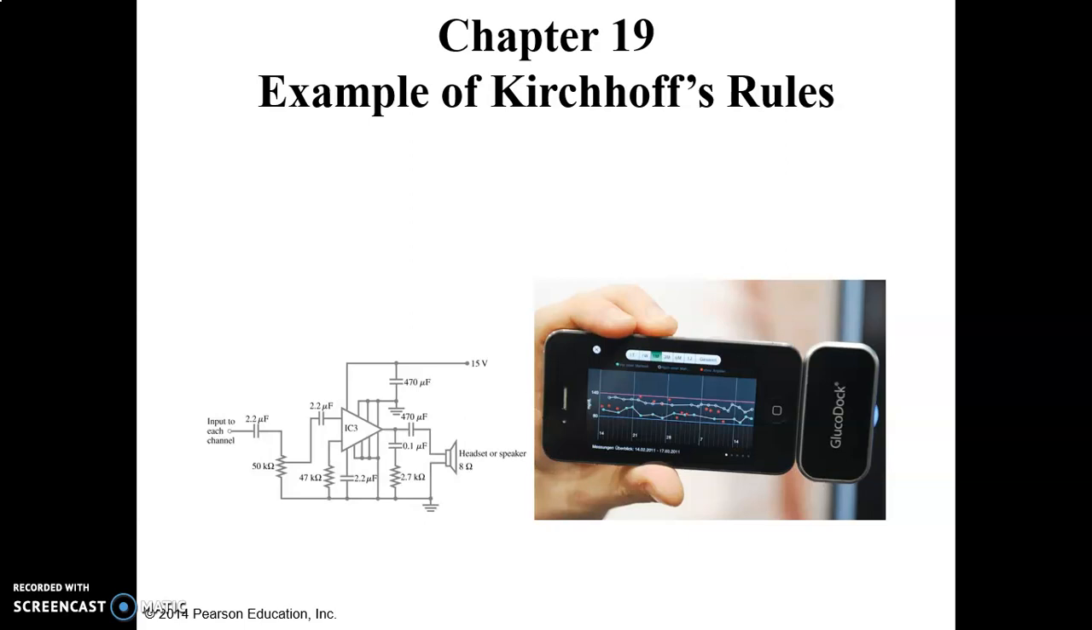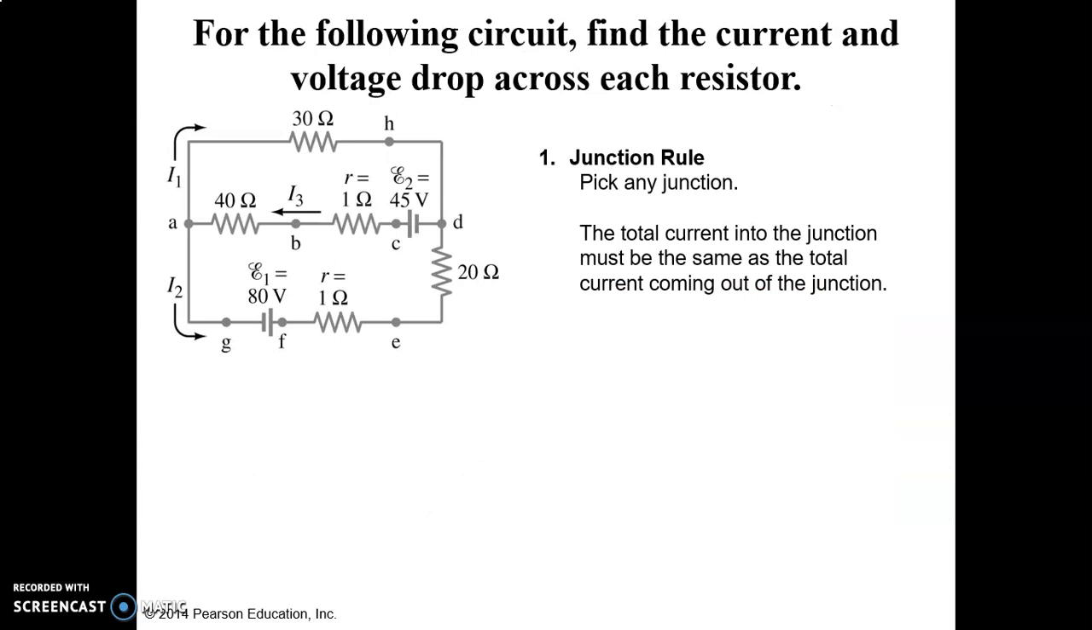Again, the two Kirchhoff's rules. The first is the junction rule, which states that the currents going into a junction have to equal the total currents coming out of a junction. And the second rule is the loop rule, which states that any loop within a circuit has to have a total voltage of 0. So we'll go through and apply those two rules to solve for the current and voltage drop across this circuit.